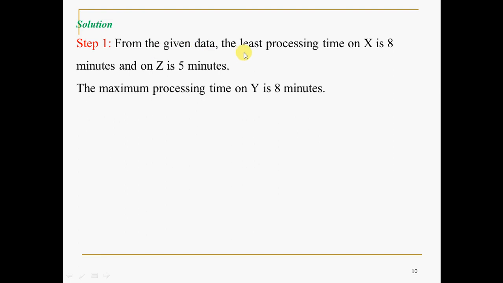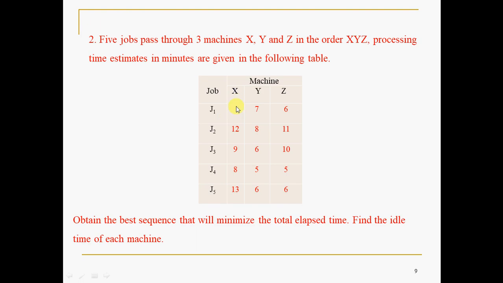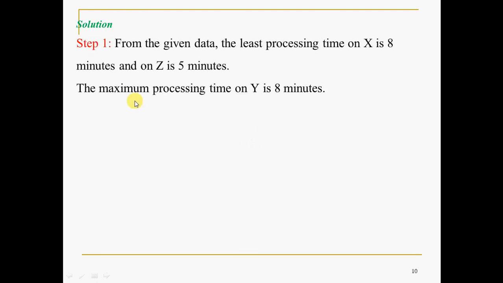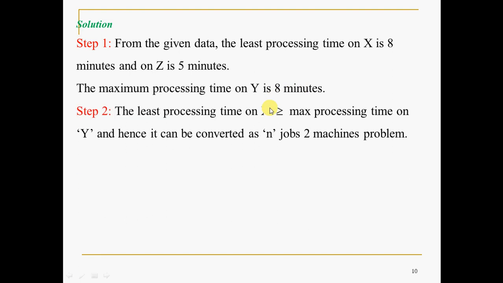From the given data, the least processing time on X is 8 and on Z is 5. That you have to see here in the table. On X 8 is the least, on Z 5. And the maximum processing time on the in-between machine Y is 8 minutes.